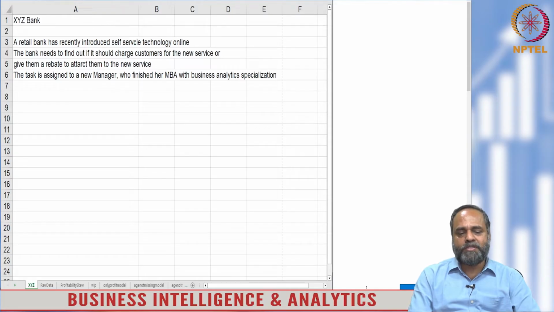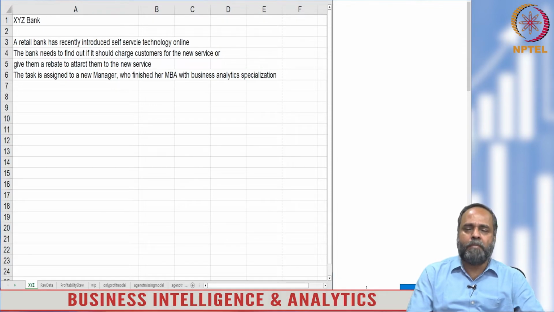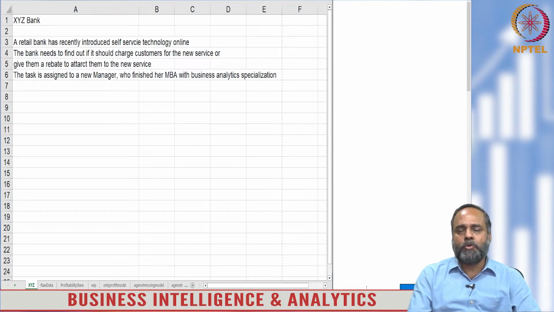You can see that XYZ Bank has invested in a particular self-service technology. Let me not be very particular about what that technology is, but for simplicity, let's take it as online banking. Online banking is nothing new, but let's take a typical case, which is about providing online banking as a new feature or a new service channel for customers. So this is something the bank is introducing.